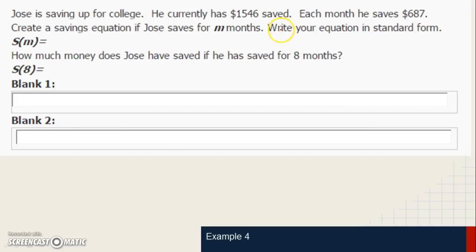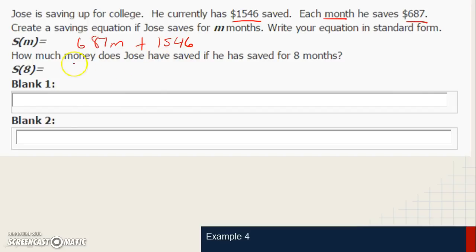Well, we can do that. Even though this problem is different, it's still similar enough that this is something that we can compute. So if we want to look at what's our rate of change, well, we're changing 687 every month. And then he currently has 1546, so that's our constant. That's what we're starting out with. That is our y-intercept, our constant, 1546.